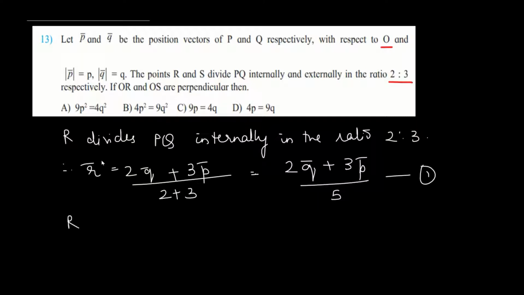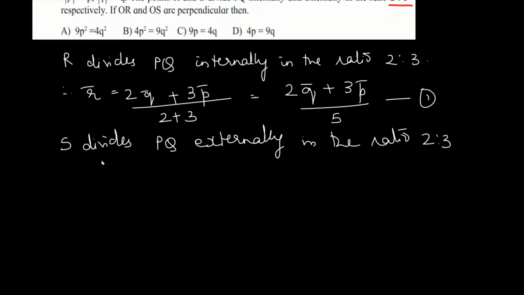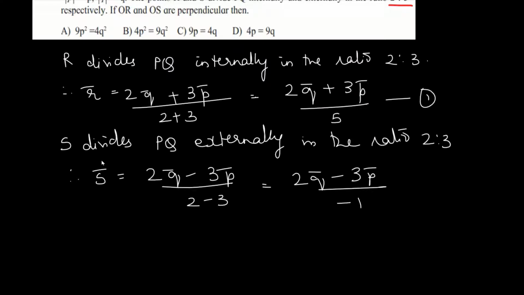Also, S divides PQ externally in the ratio 2:3. And therefore we use the section formula for external division. Therefore, we have S bar is equal to 2Q minus 3P upon 2 minus 3, which is 2Q minus 3P upon minus 1.